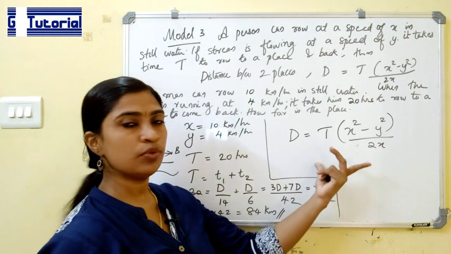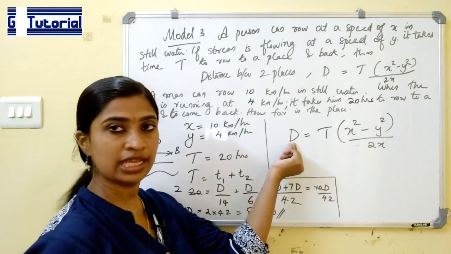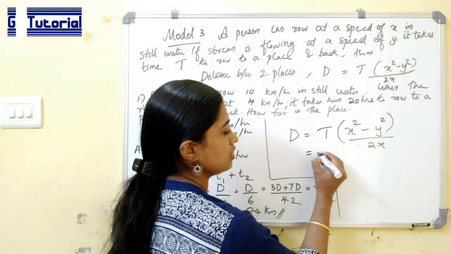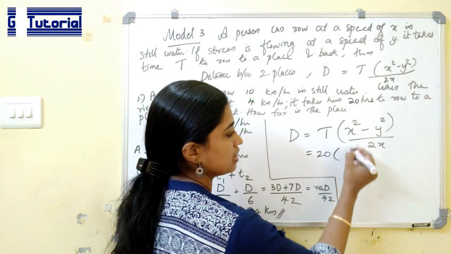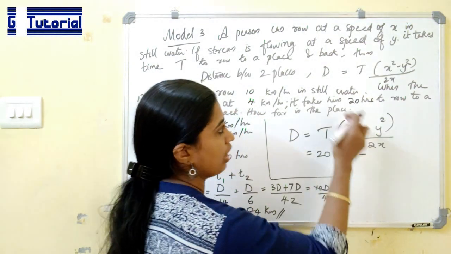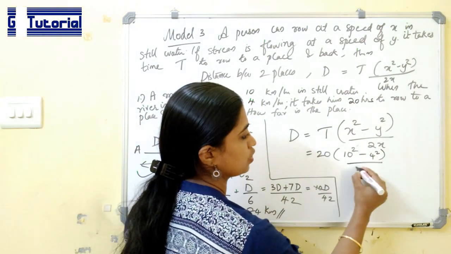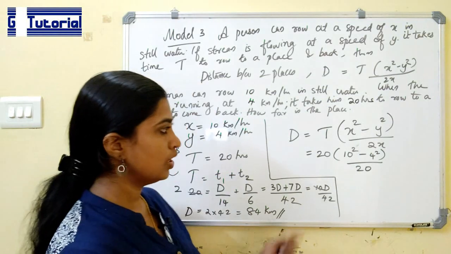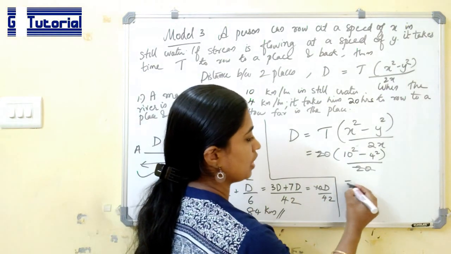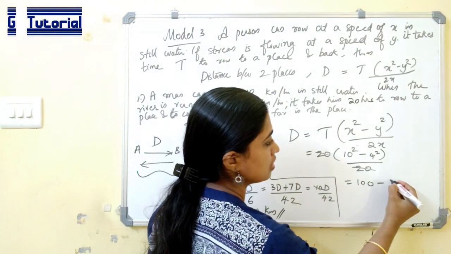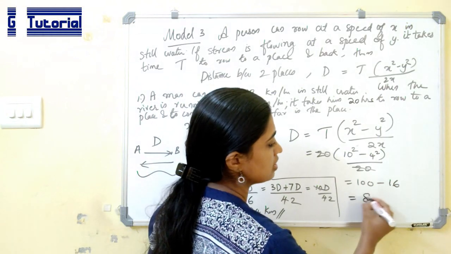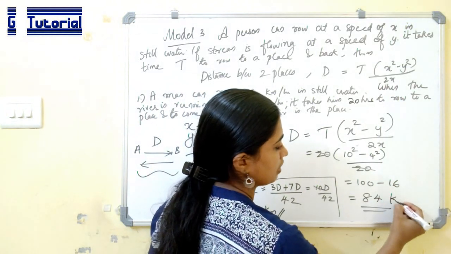By using this formula, you can directly get the answer. We are asked to find D. We are given T as 20 hours and x is 10. So 10 square minus y, which is 4, 4 square, by 2 times x, 2 into 10, that is 20. 20 and 20 get cancelled. 10 square is 100 minus 4 square is 16. 100 minus 16 is 84. 84 kilometer is the answer.